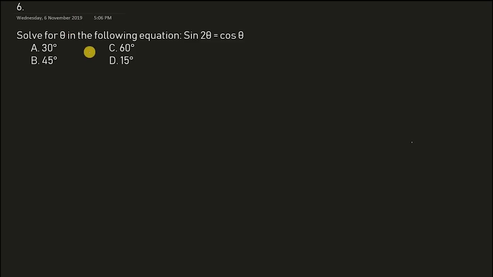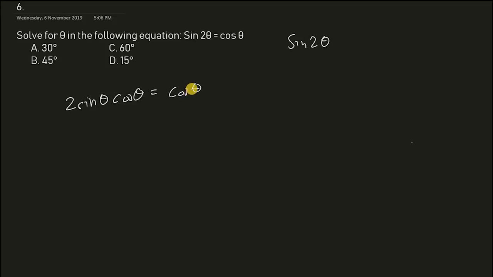Mahirap yung 5. Solve for the theta in the following equation. Sine double theta is equal to cosine theta. So, to solve for that theta, what I did was to simplify this. Sine double theta. This is another identity. So, ano ba yung identity na sine double theta? Sine double theta, guys, is equal yan sa 2 sine theta cosine theta. And that's equal to cosine theta.